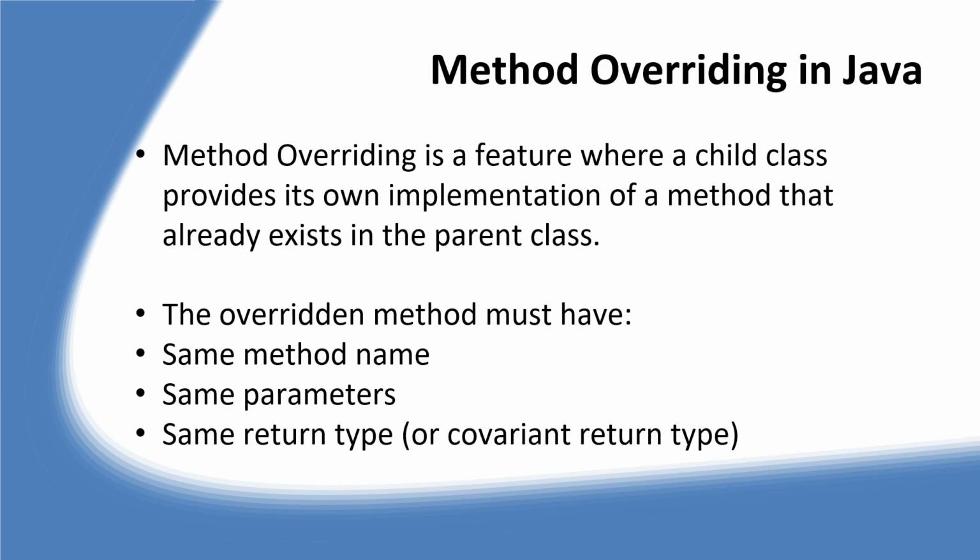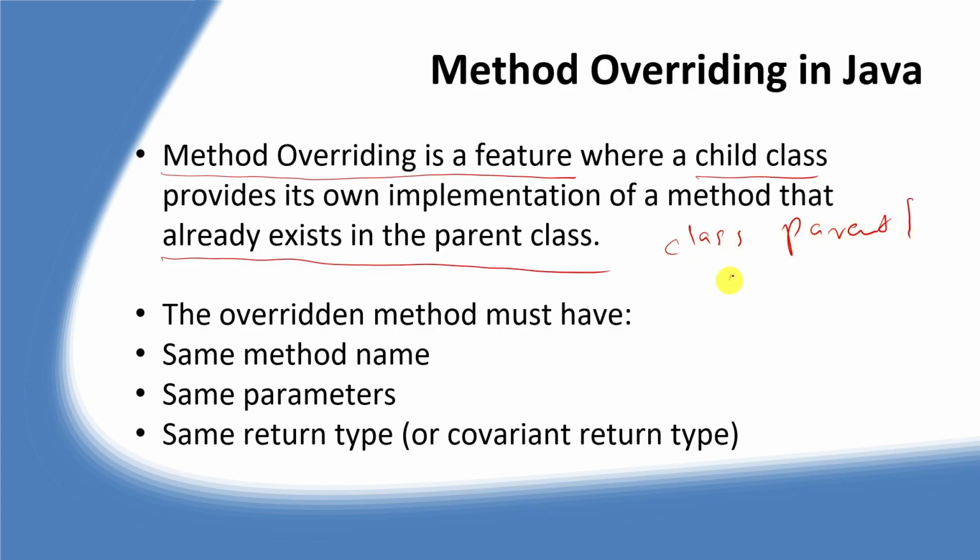So what is method overriding? Method overriding is a feature where a child class provides its own implementation of a method that already exists in the parent class. So let's say we have one method inside the parent class.